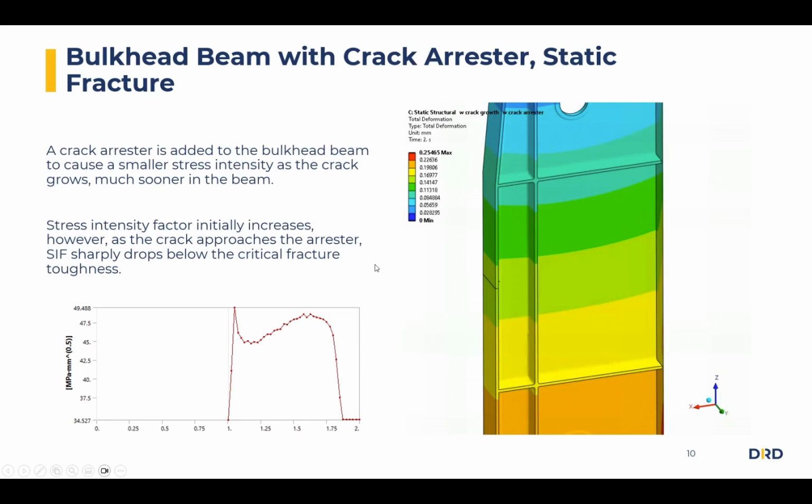Now, since we don't want the crack to grow that far in the structure, we add a stiffening structure or crack arrestment structure to the beam. And this is to prevent the crack from growing nearly as far. And so here you can see the crack grows and grows until it gets to that beam and stops. And we see that the same thing, where once the calculated delta K gets below the critical value, the simulation stops growing the crack.